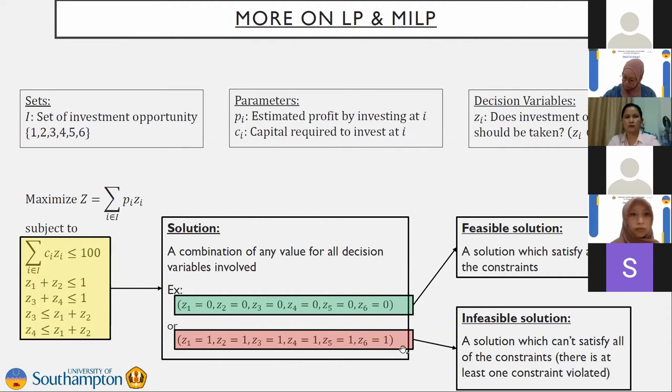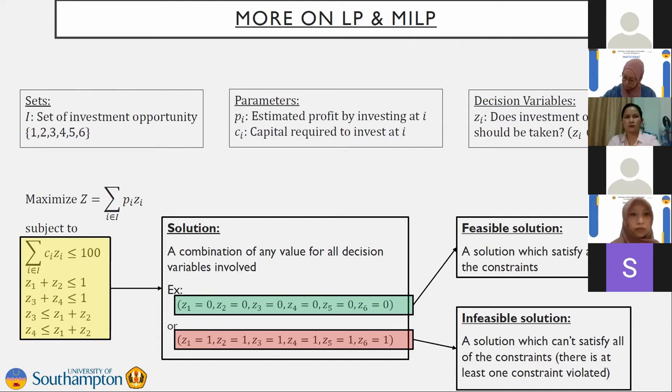This is an infeasible solution. An infeasible solution is a solution which cannot satisfy all of the constraints and is not based on our target. That is an infeasible solution. So there is one criterion that has been violated by the solution. Meanwhile, another classification is feasible solutions, where a solution can match all of the constraints.